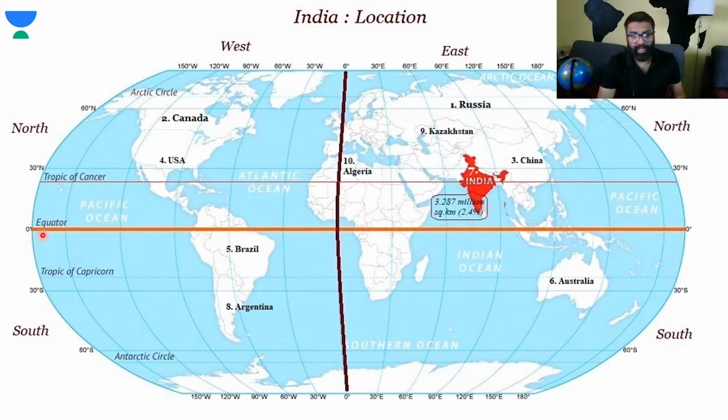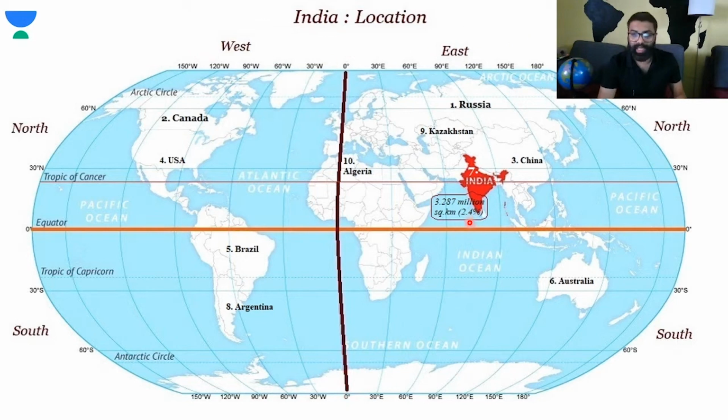Carefully notice equator here. Equator is an imaginary circle which divides Earth into 2 parts: Northern Hemisphere, Southern Hemisphere. Please remember, Northern Hemisphere, Southern Hemisphere. This is 0 degree, prime meridian. So this is another imaginary line separating Eastern Hemisphere and Western Hemisphere.